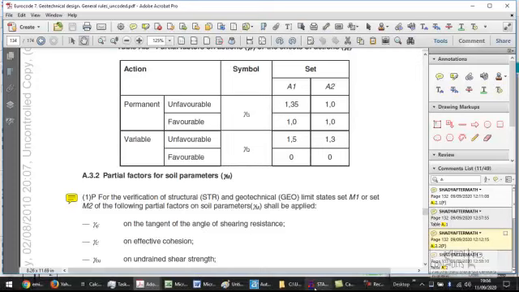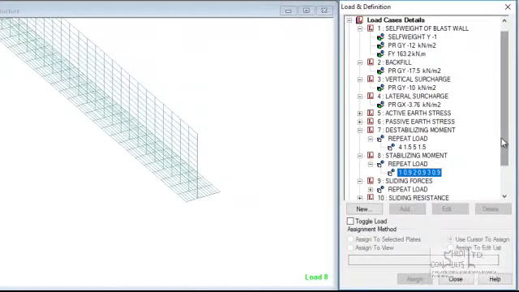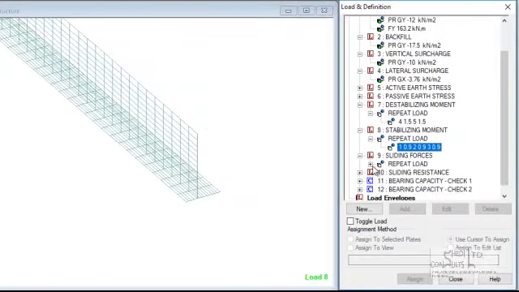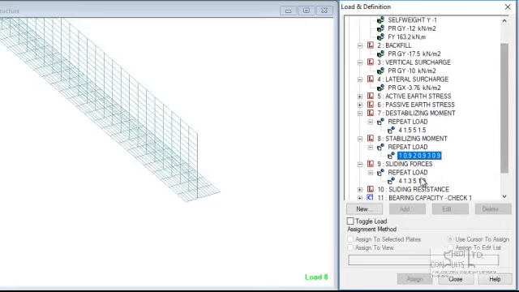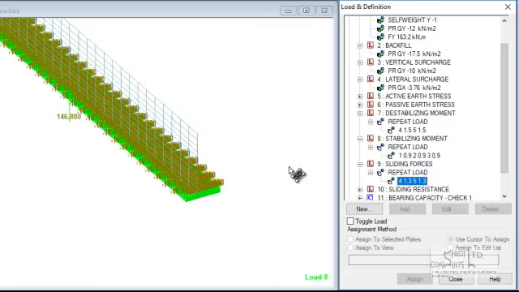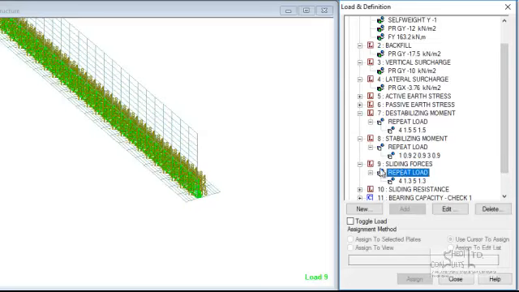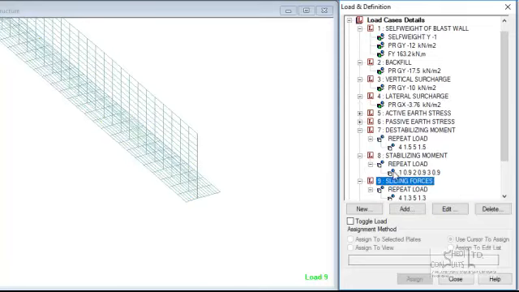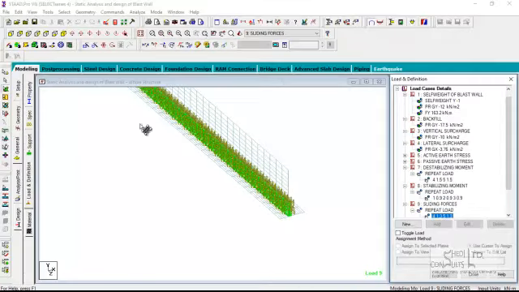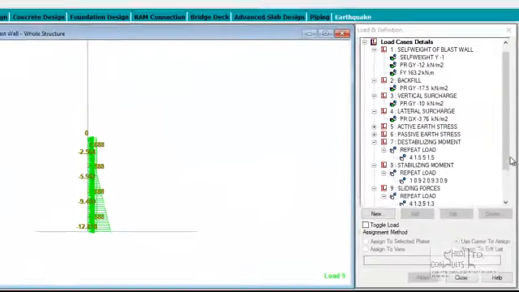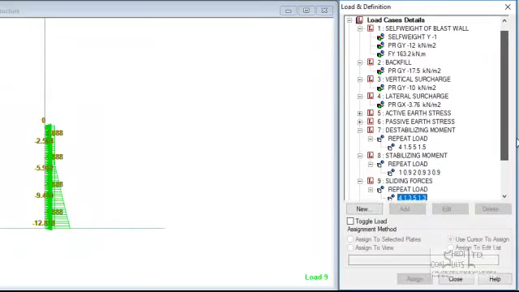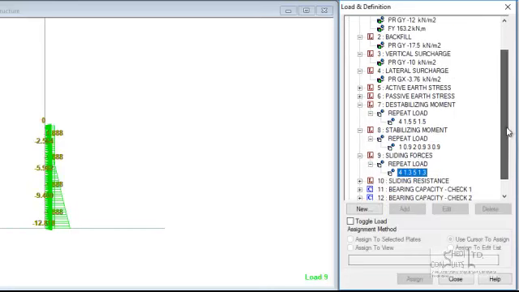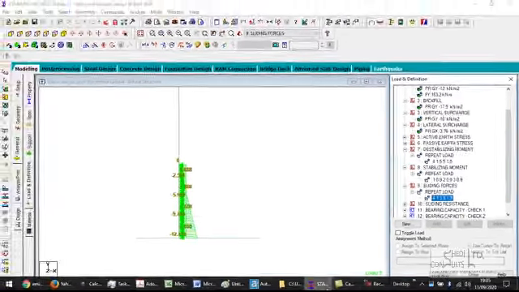So we want to check the stability against sliding now. For stability against sliding, we look at the sliding forces. The sliding forces are the unfavorable loads that will cause sliding. Loads that will cause sliding are the sliding forces. So we are combining all the sliding forces. The sliding forces are load case 4 and 5, so the lateral surcharge and then the active earth stress.